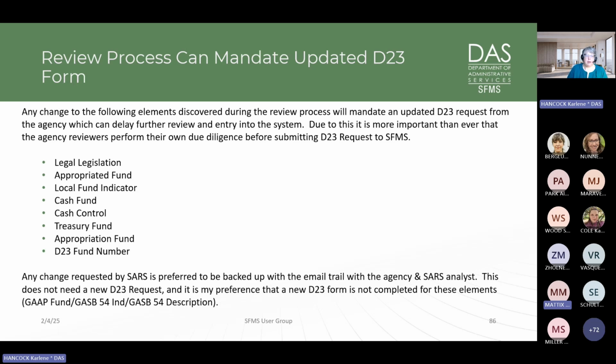So my preference is that we keep the email string for the 3 elements that SARS is reviewing, and if there are any changes requested by SFMS, we get a new form.